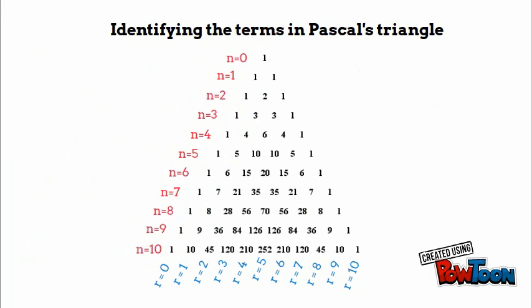Here are some examples of how we can represent terms as t with n and r. T 4, 2 is equal to 6. T 7, 6 is equal to 7, and T 9, 3 is equal to 84.